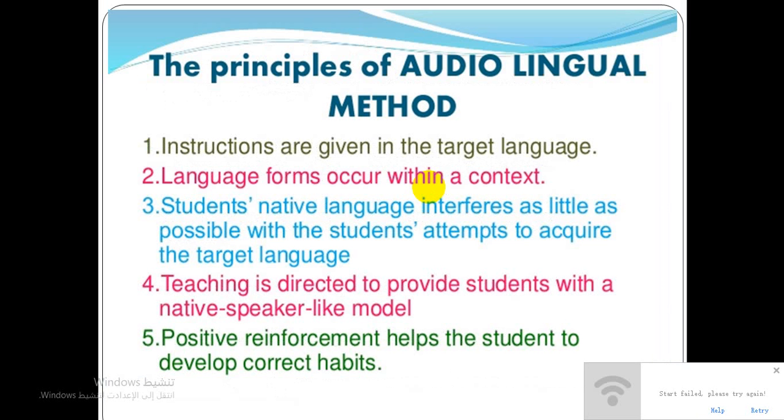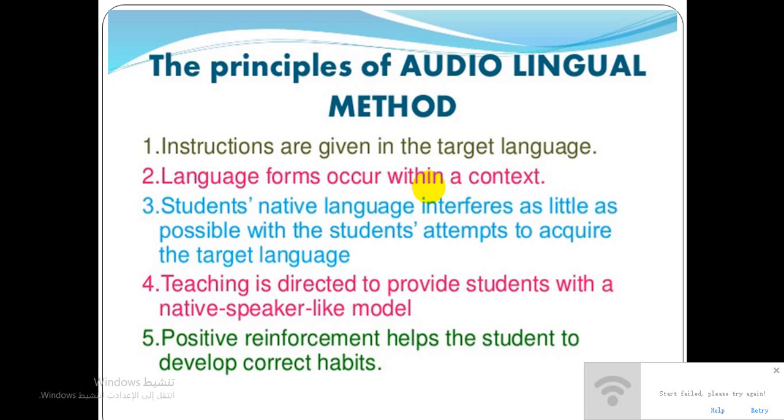The principles of the Audiolingual method are: instructions are given in the target language. The language forms occur within a context. Students' native language interferes as little as possible with the students' attempts to acquire the target language. Also, teaching is directed to provide the students with a native-speaker-like model. Positive reinforcement helps the students to develop correct habits.